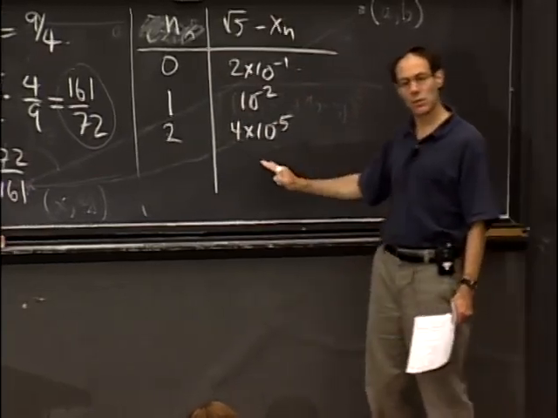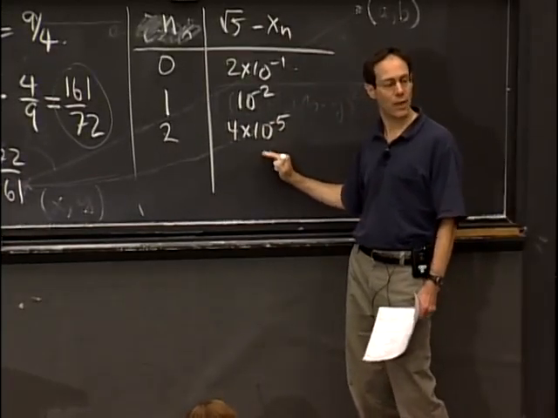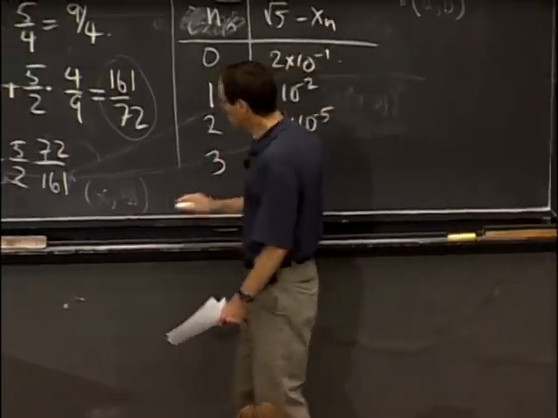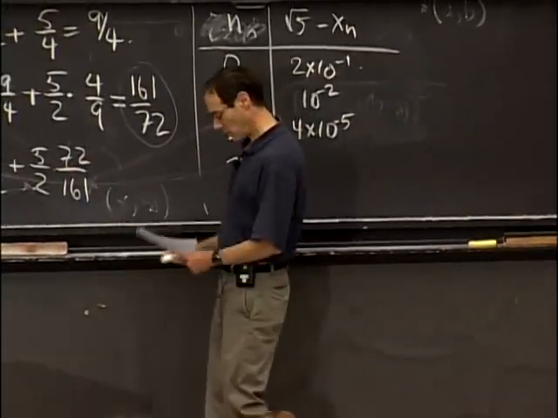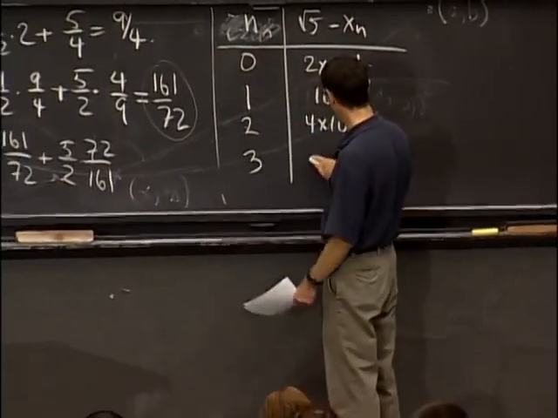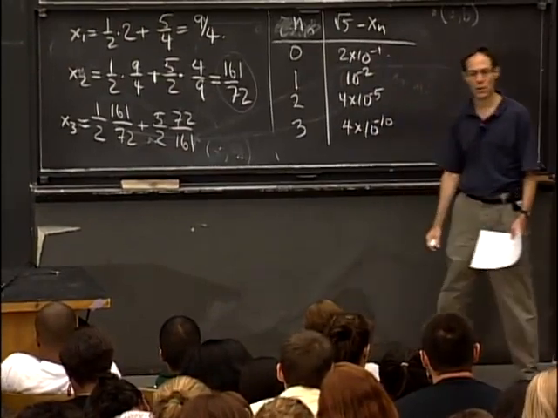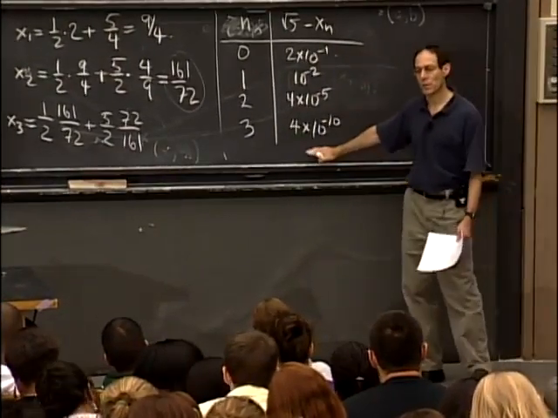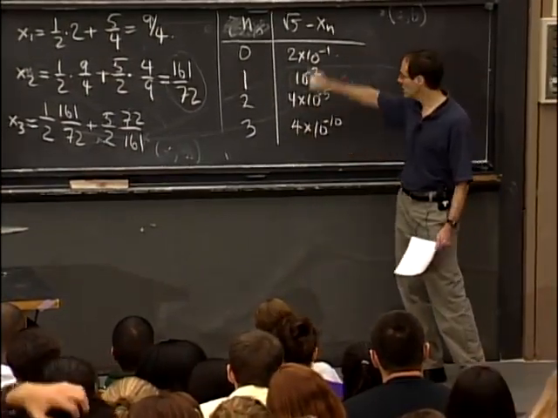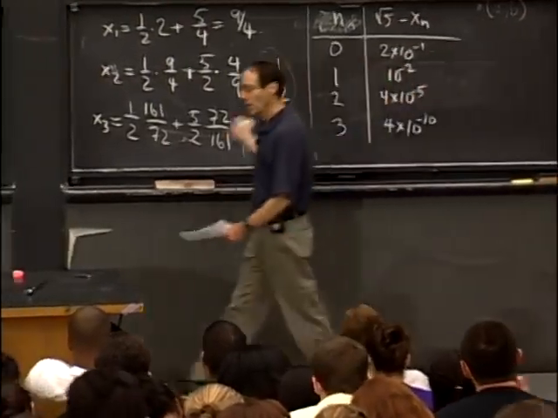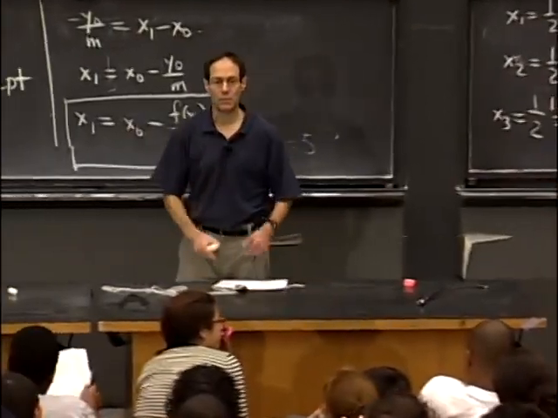That's already as good an approximation to the square root of 5 as you'll ever need in your life. If you do 3, this number here turns out to be accurate to 10 to the minus 10th or so. This goes right off to the edge of my calculator. So already with the third iterate, you're way past the accuracy that you need for most things.